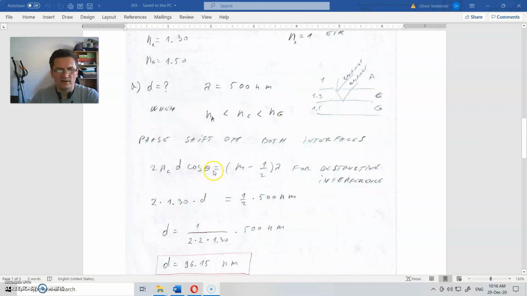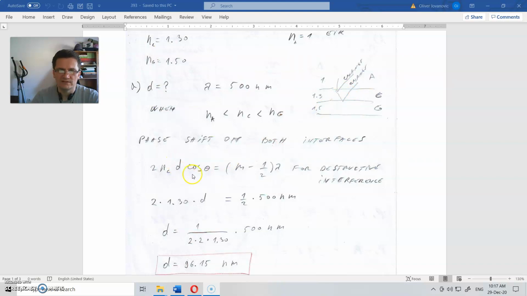Cosine of 90 is 1. So sine of 90 is 0. Just 1 second. I need to pause just 1 second. Yeah, that is not cosine of 90, that is cosine of a very small angle.